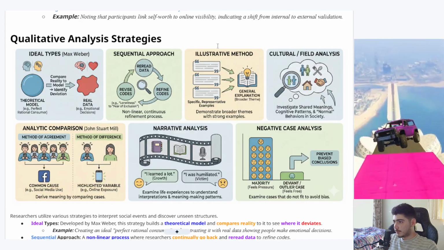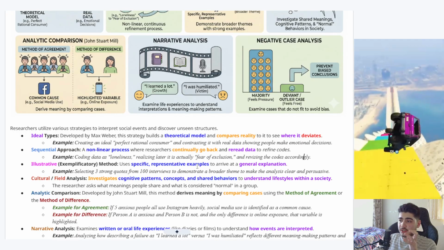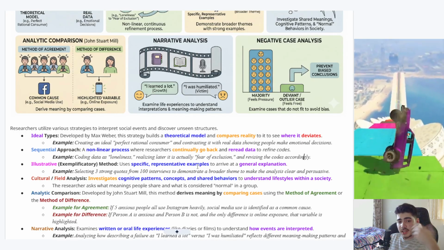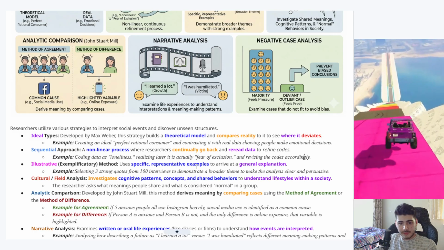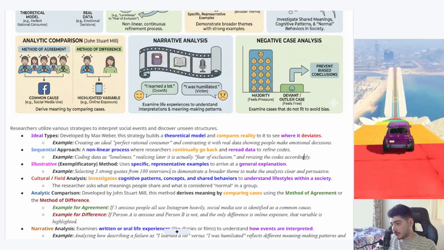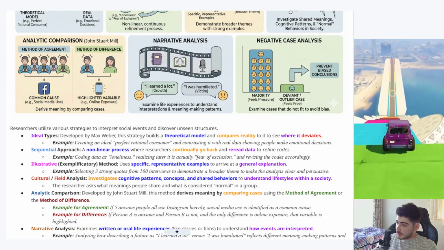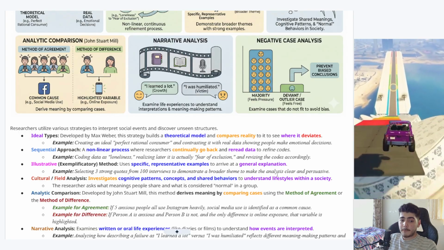The illustrative method is using specific representative examples, like case studies, to arrive at a general explanation, selecting 3 strong quotes from 100 interviews to demonstrate a broader theme to make the analysis clear and persuasive.